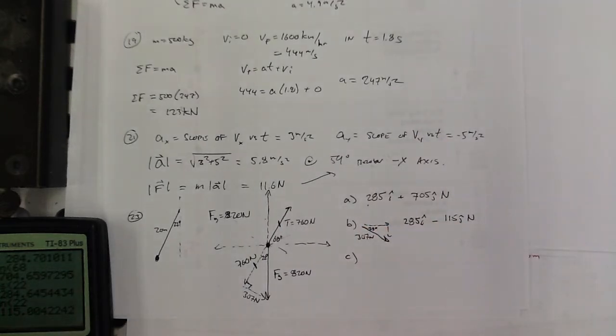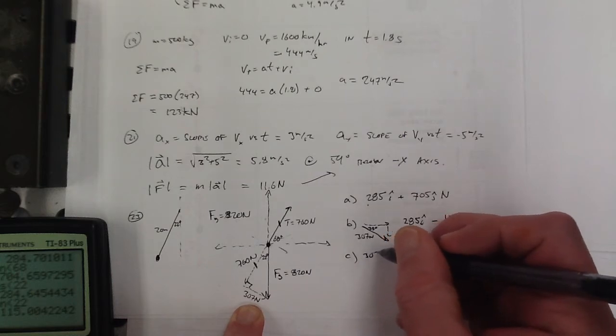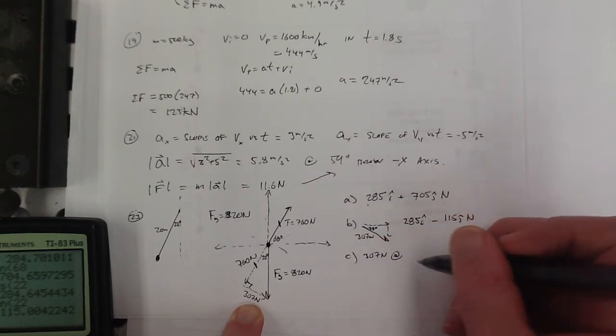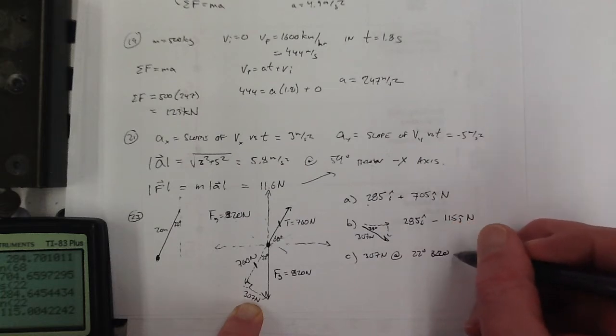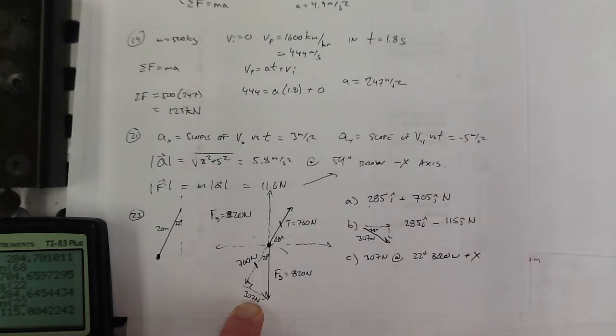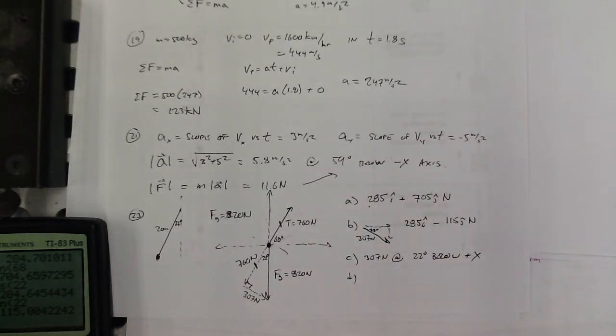In part C, magnitude and direction of the, is this of the net force? Yeah. So I have that already because I know it's this. So that's 307 newtons at 22 degrees below the positive x-axis. That might have been part C and D.